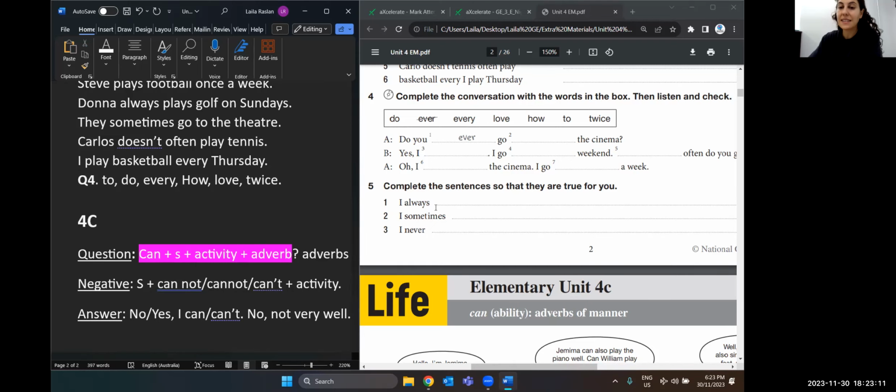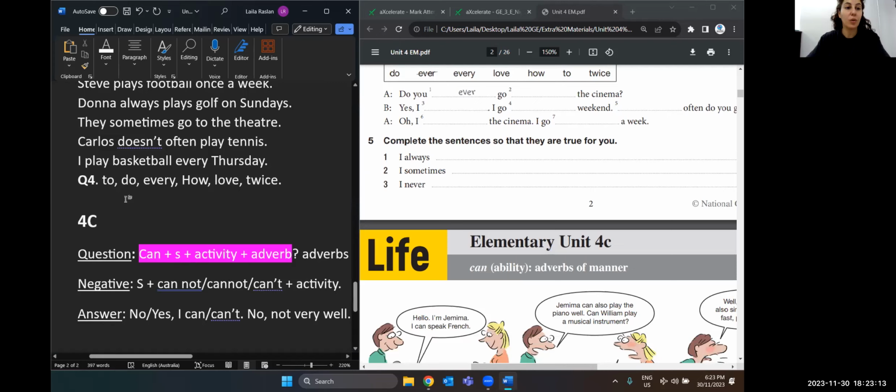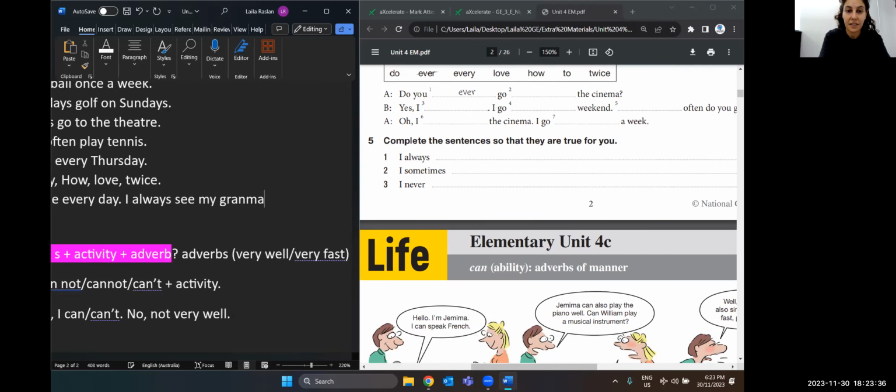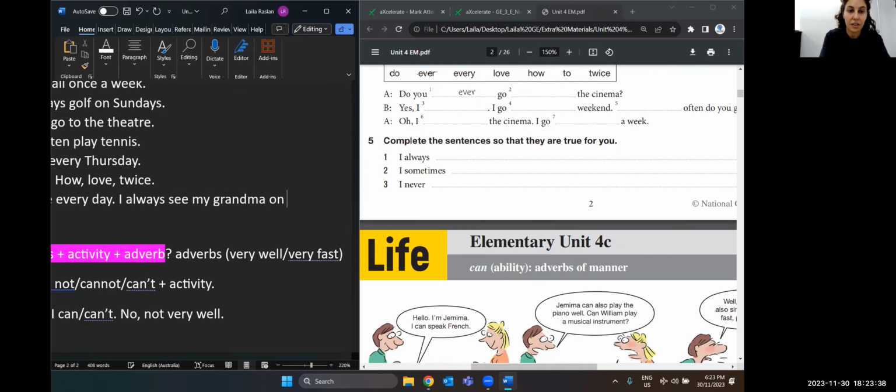Number five, complete the sentences so that they are true for you. I always go home every day. You don't need "to". I always go home every day. I always see my grandma on Sundays. What other sentences do you have?